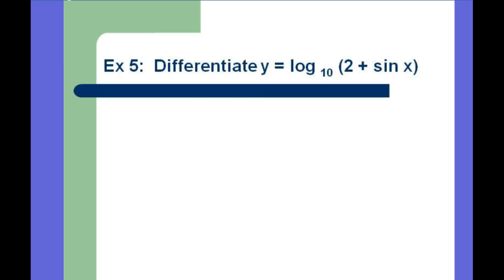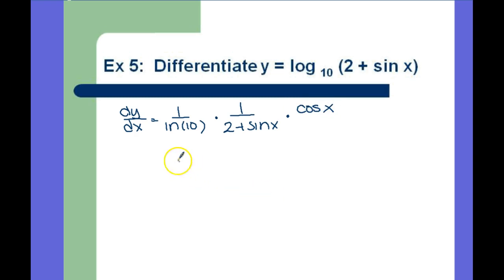All right. Differentiate log base 10 of 2 plus sine x. So remember, dy dx equals 1 over the natural log of the base, which is 10, times 1 over the function, which is 2 plus sine x, times the derivative of the function. Derivative of 2 is 0, derivative of sine is cosine. So this becomes cosine x over the natural log of 10 times the quantity 2 plus sine x.